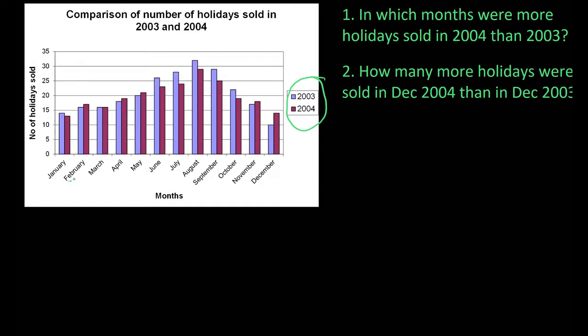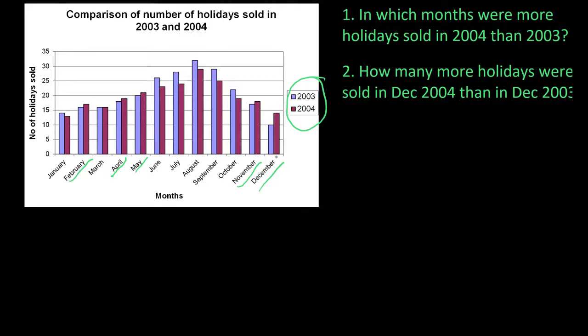So we can see here that we've got February, that works. March, they're the same, so that doesn't count. April, red's higher. May is higher, but June, July, August, September, October, no. But November, again, red is higher, and December is higher. So February, April, May, November and December are all the months where holidays were higher in 2004 than 2003.